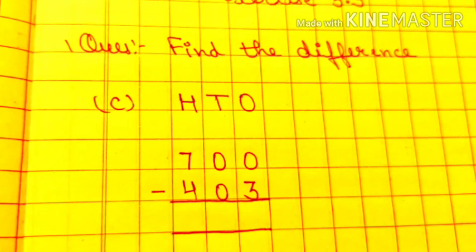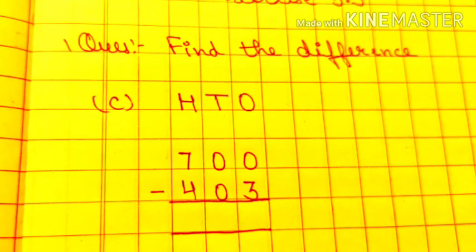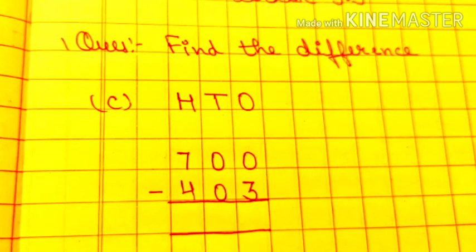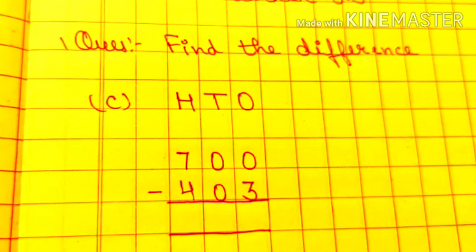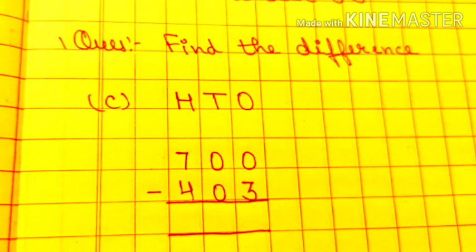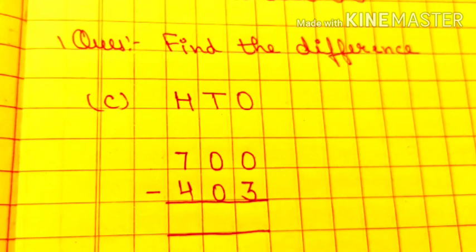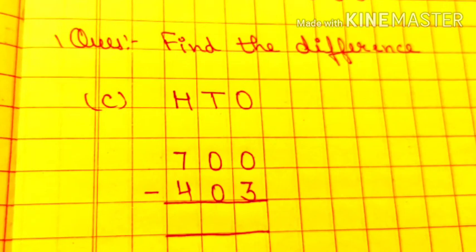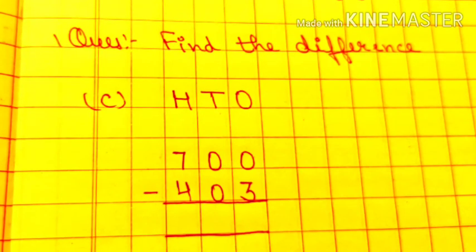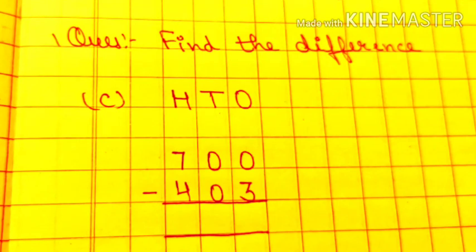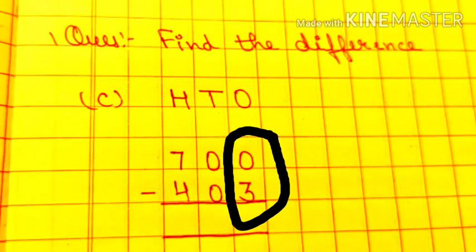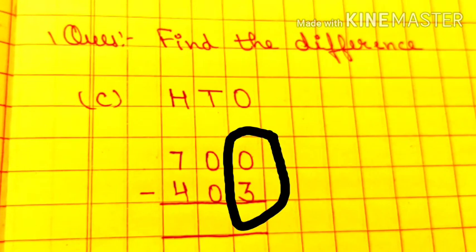So my dear students, here we have one question from your book. First question is find the difference, and C part it is 700 minus 403. So my dear students, you know that whenever we have to do subtraction, we start from ones place. On a ones place you are watching 0 is on the top and 3 is on the bottom. So 0 is smaller than 3.